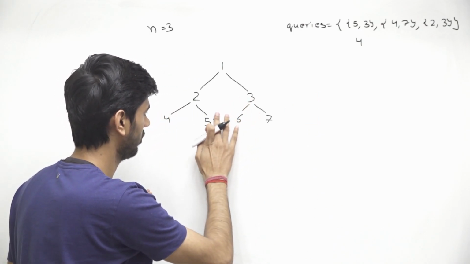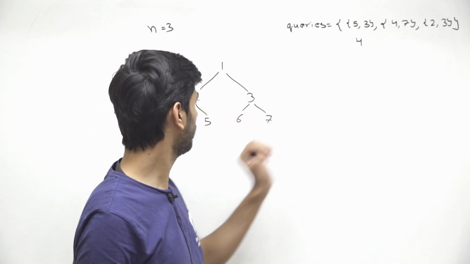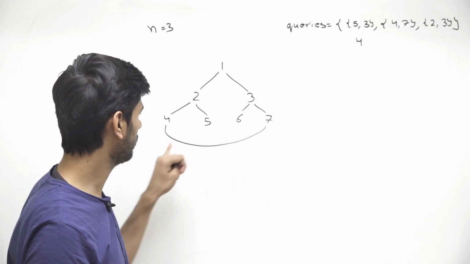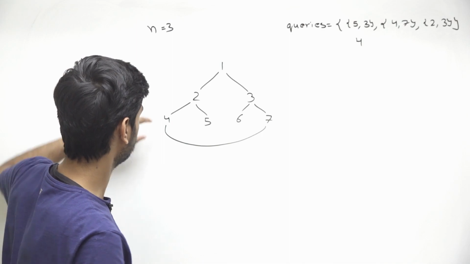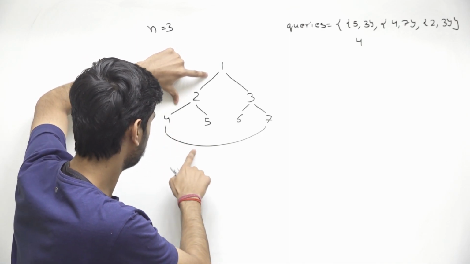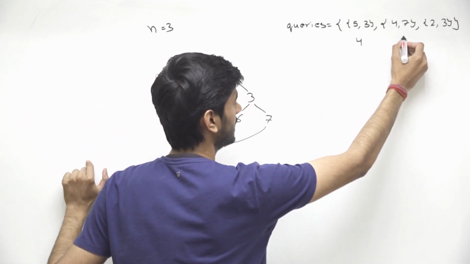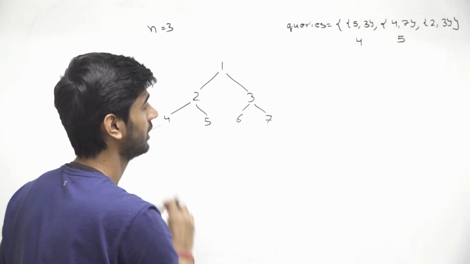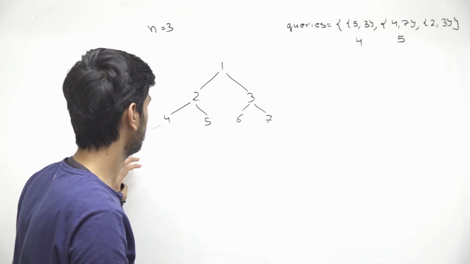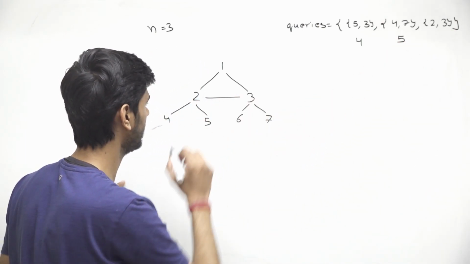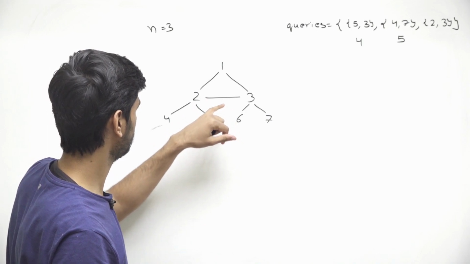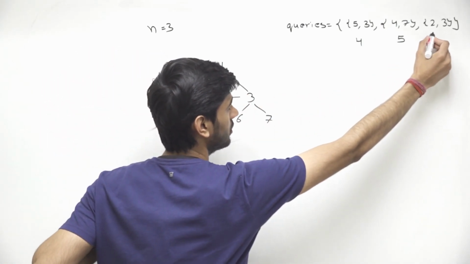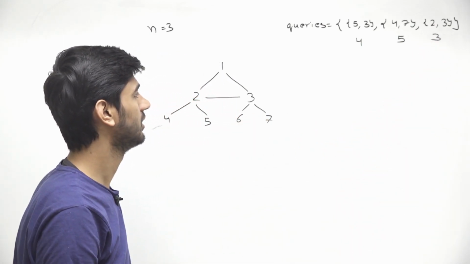Now let's talk about the second query. In the second query we have to connect 4 and 7. If we connect these two nodes, again we have a cycle. What is the length of this cycle? One edge, second, third, fourth, fifth. So we have 5 edges, and the length will be 5 if we connect 4 and 7. Now let's talk about the third query. In the third query we have to connect 2 and 3. If we connect these two nodes, we have a cycle of length 3, because we have 3 edges. So the answer for this query will be 3.